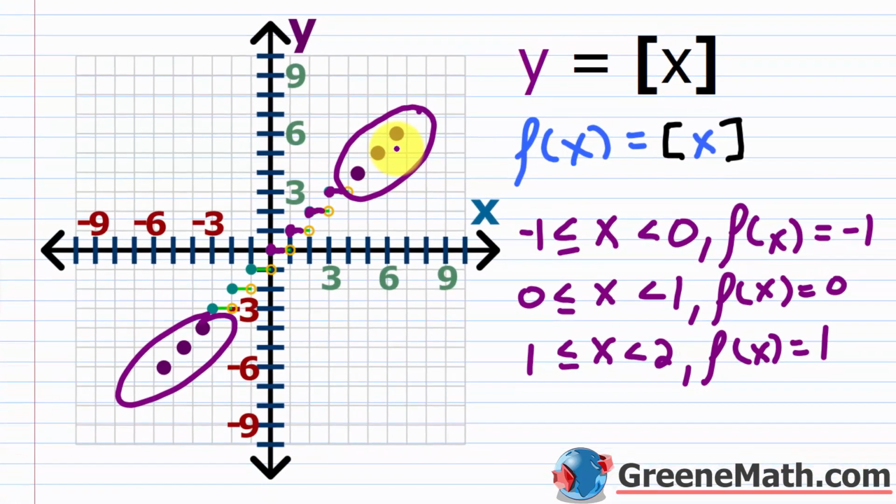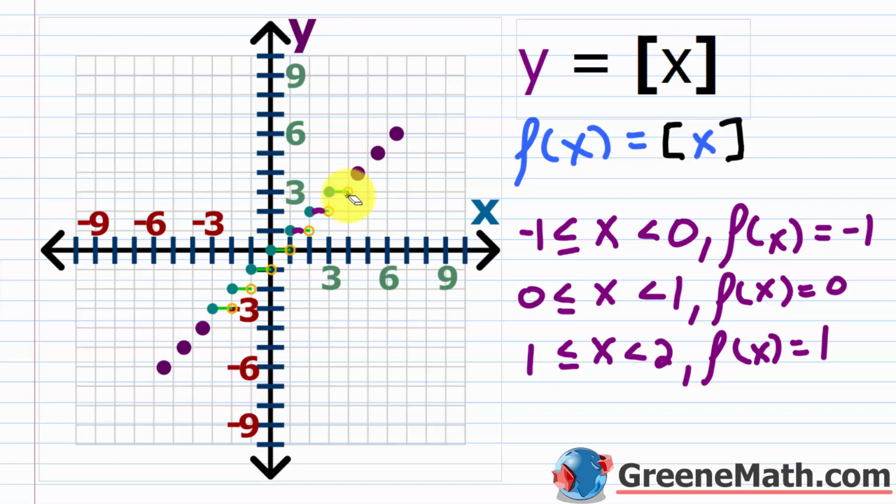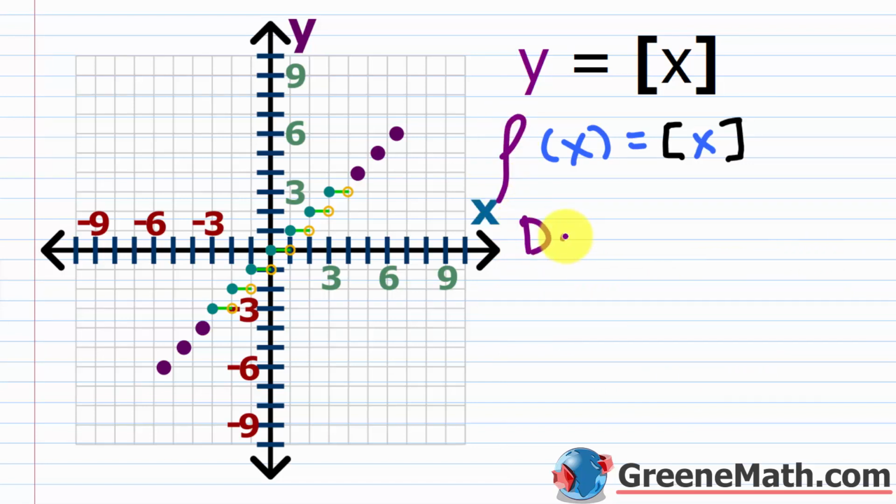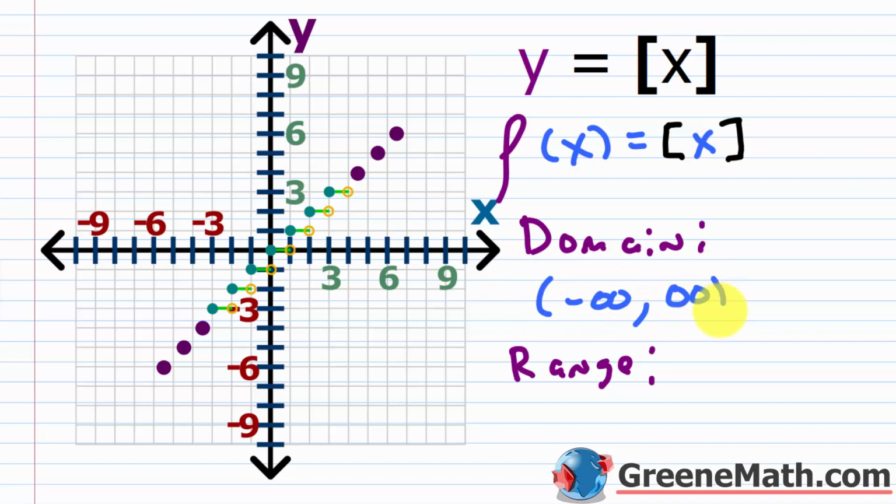Now, let's talk a little bit about the domain and range. Let me erase all of this so we can write that in. Let me put this back. Okay, so what's the domain and what is the range? Well, the domain is all real numbers because I can plug in anything for x. I'm not restricted there. So it's going to be from negative infinity to positive infinity.